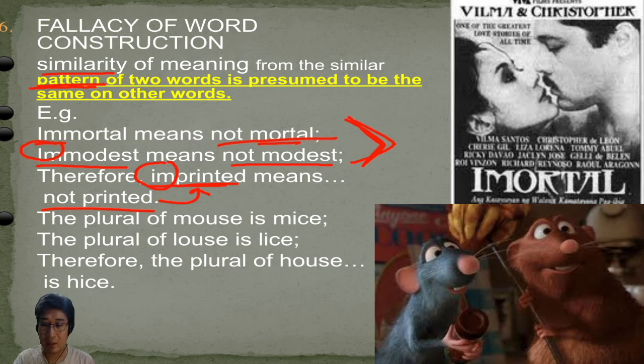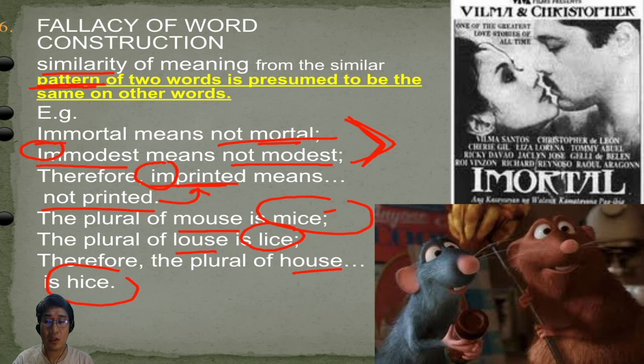Another example, the plural of mouse is mice. Same yung example, O-U-S-E. So the plural of mouse is mice, the plural of louse is lice. Are you saying that the plural of house, O-U-S-E, is hice? Kasi sinunod natin yung lice, sinunod natin yung mice. So if you presume to have the same pattern or similarity, pag nag-presume ka na ganun yung example mo, ganun yung sagot mo, you're committing the fallacy of word construction.